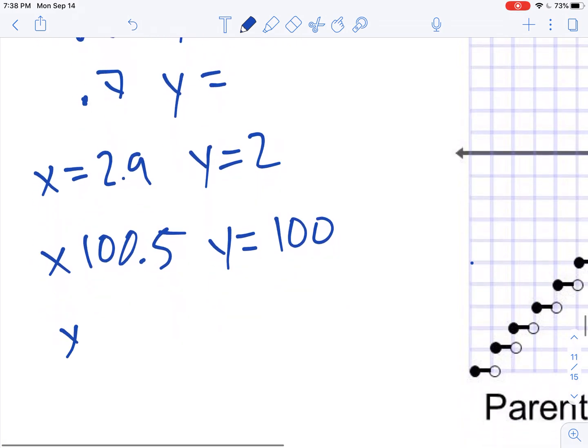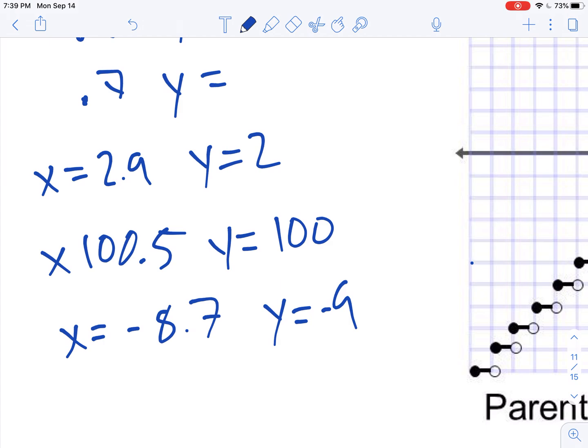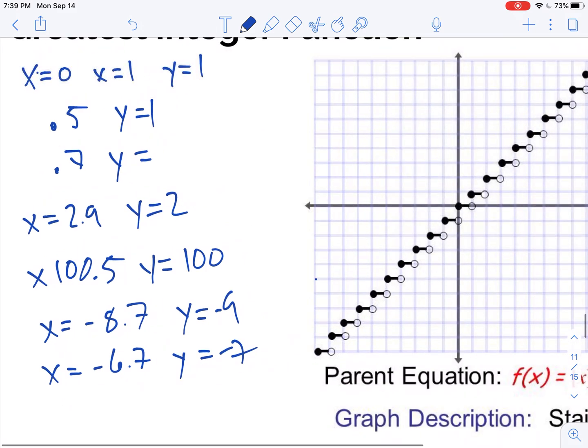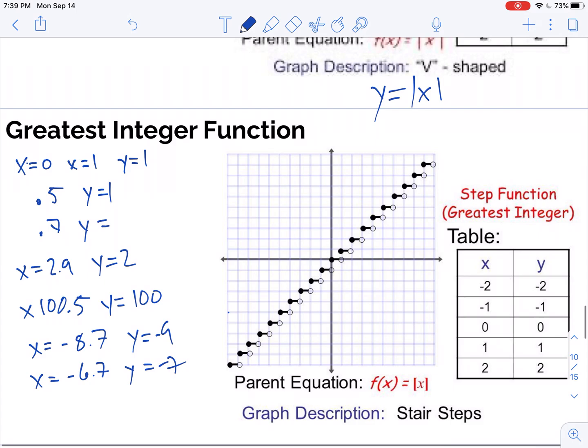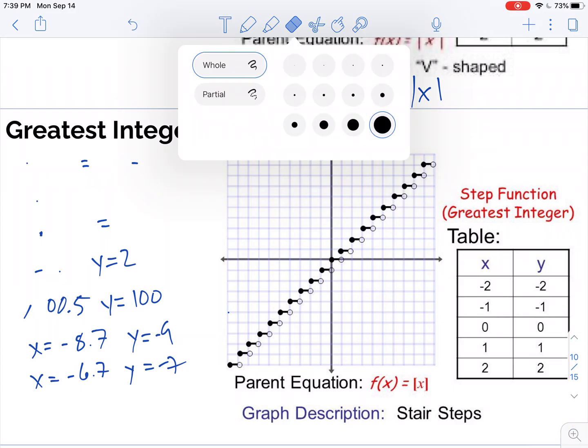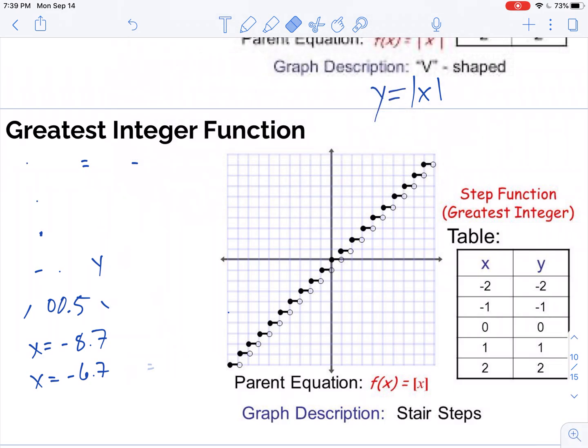If x is equal to negative 8.7, y is equal to negative 9, because we have to remember that we're going the other direction. If x is equal to negative 6.7, y is equal to negative 7. We're kind of doing this round down as a function. So it's represented by f of x is equal to brackets around x. And we kind of have that rule.